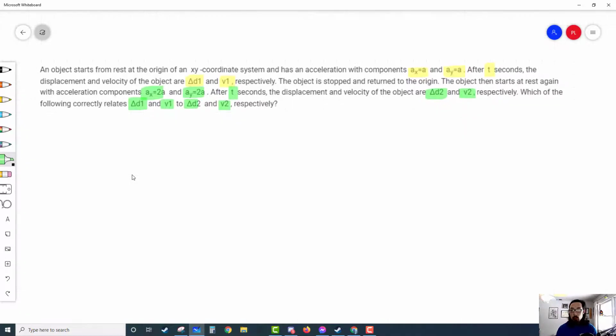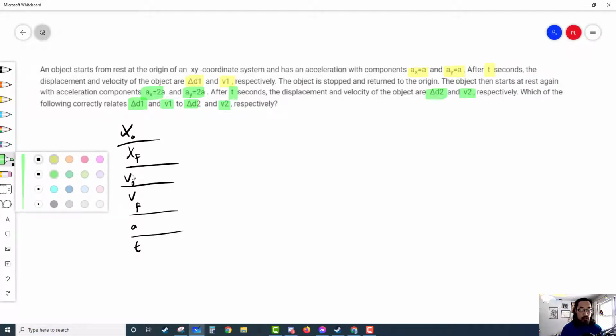Now, normally if we were given numbers here, we would just go straight to the table and solve it. And you know what? I'm going to do the same exact thing here. So I'm going to create my table: xo, xf, vo, vf, a, and t. So here is my table. There's one tiny piece of information that we have to remember: rest. So I'm going to fill in what I know.